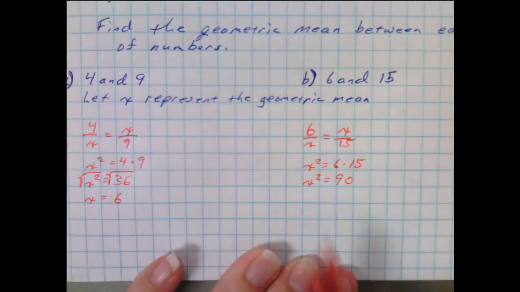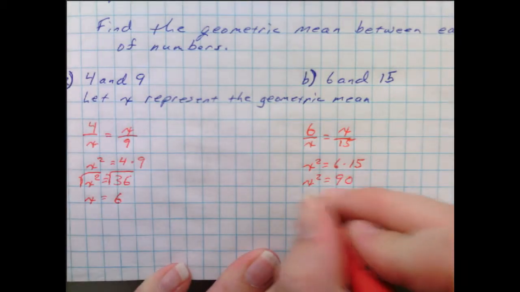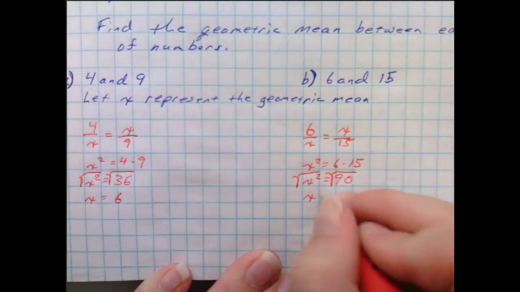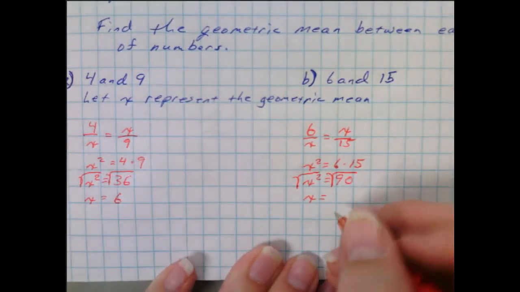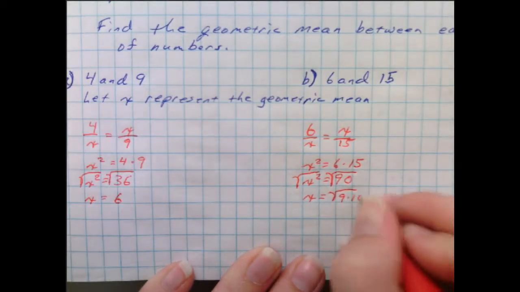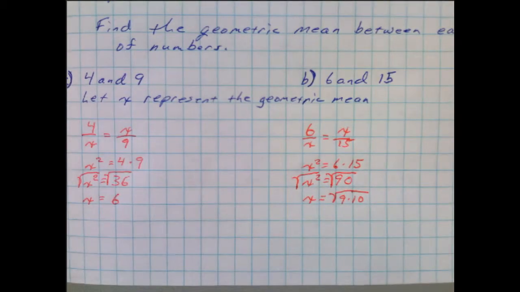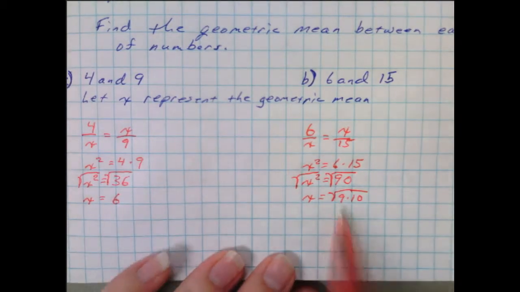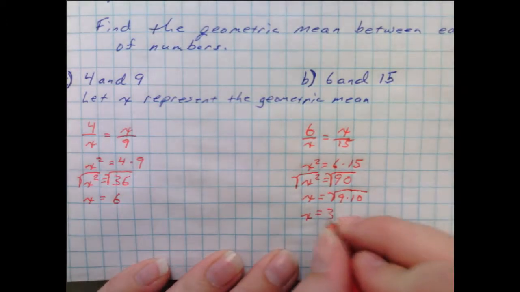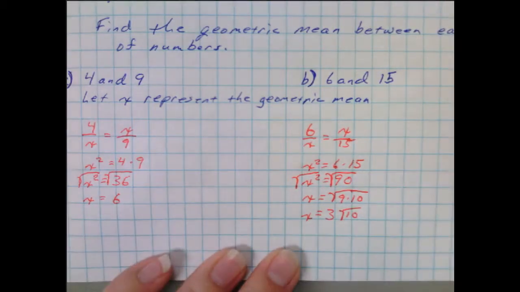Then the next step, we want x by itself, so we're going to do the square root. So square root of both sides, we end up with x equals the square root of 9 times 10. Remember, we're trying to find perfect squares that go in there, and 9 is a perfect square. So the square root of 9 is 3. And then that's square root of 10.